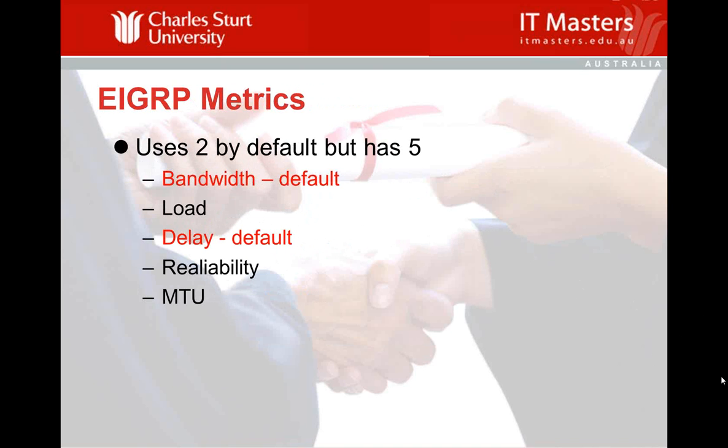Okay, metrics, again, uses 2 by default, but has 5. So it has bandwidth, load, delay, reliability, and MTU, but it uses bandwidth and delay by default. Okay, so again, this is the same as IGRP, except that EIGRP is a bit more granular inside its formula, which we're not going to go into, it's crazy. But suffice to say, EIGRP is a little more granular in its formula for developing its metric than IGRP is.